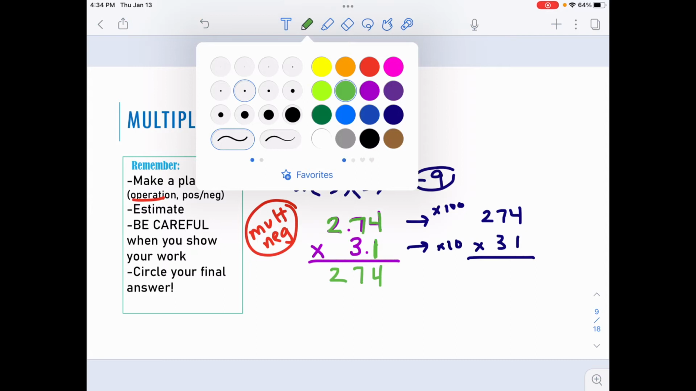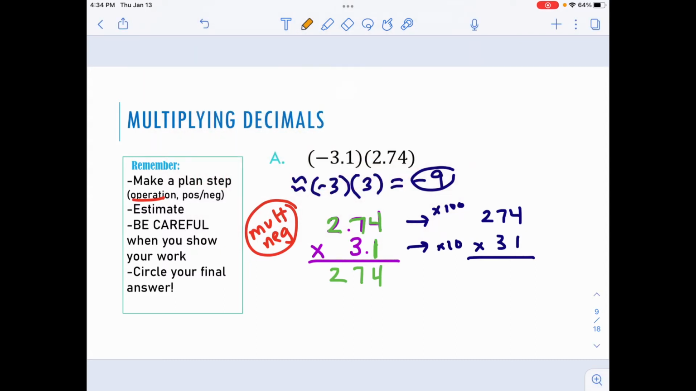All right, from there, we're going to put a 0 in the 1's place, and we're going to go ahead and do that same thing with the 3. 3 times 4 is 12, carry the 1. 3 times 7 is 21, plus 1 is 22, carry that 2. 3 times 2 is 6, plus 2 is 8.